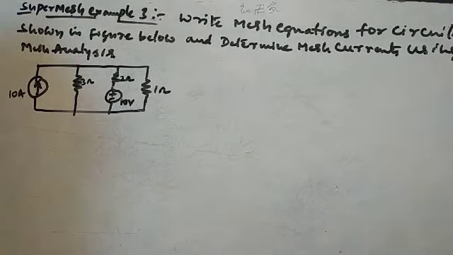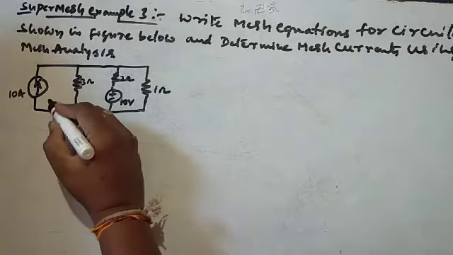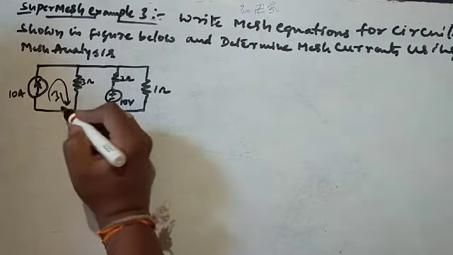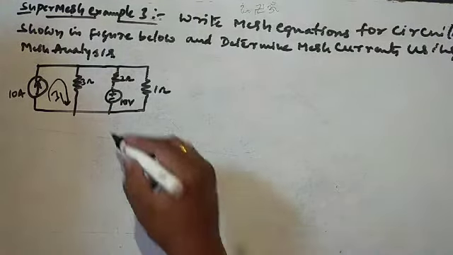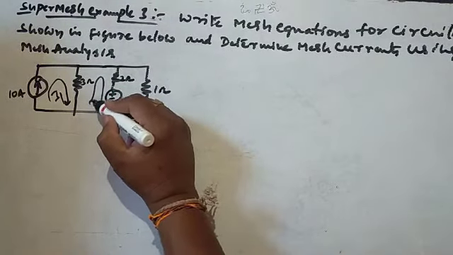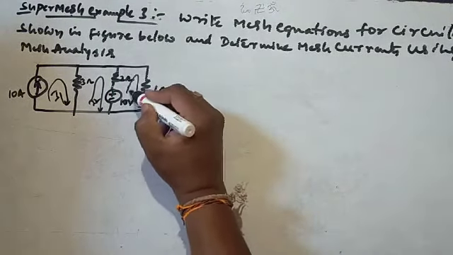See, in this particular problem, the current source is in the perimeter. So, whenever the current source is in the perimeter, that loop will be neglected by considering its current. So here I will make this I1. I apply the mesh concept. This is I1, and this is I2, whereas this is I3.